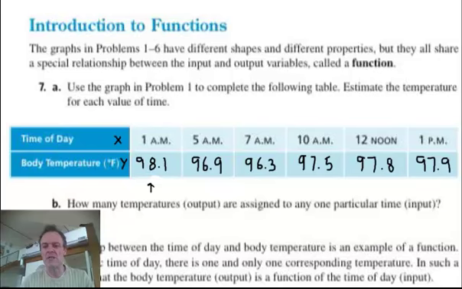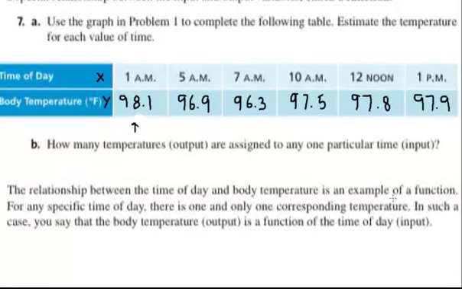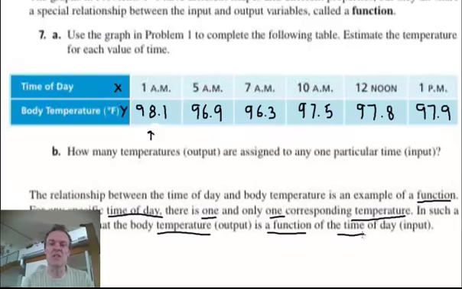And if I read down here, it's an example of a function. This is a function because for any time of day, there is one and only one corresponding temperature. So the temperature, the output, is a function of the time of day. The temperature depends on the time of day. The time of day is the important thing, the input. But have a look at this.